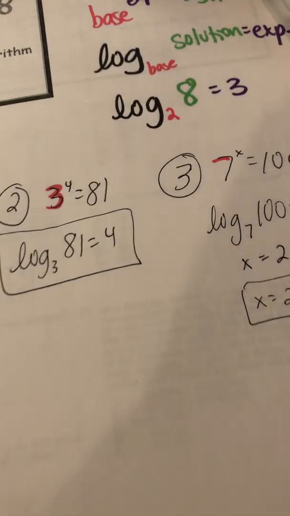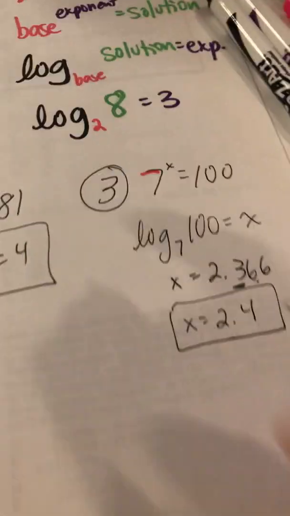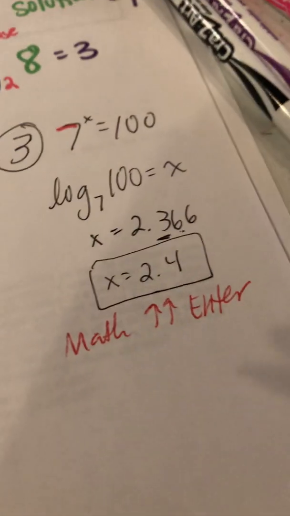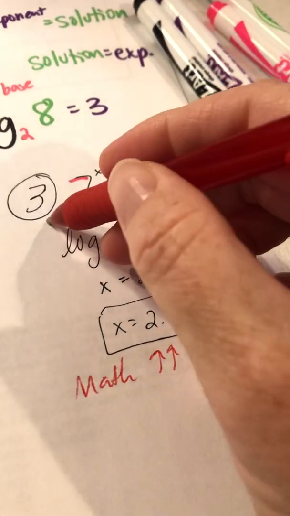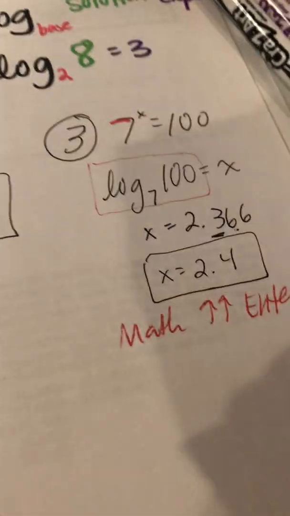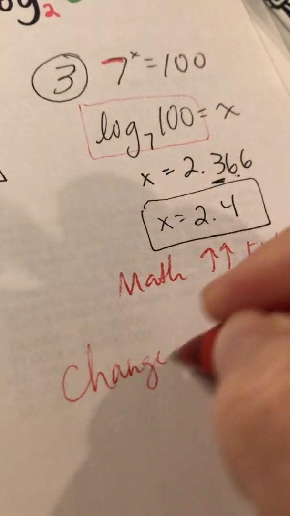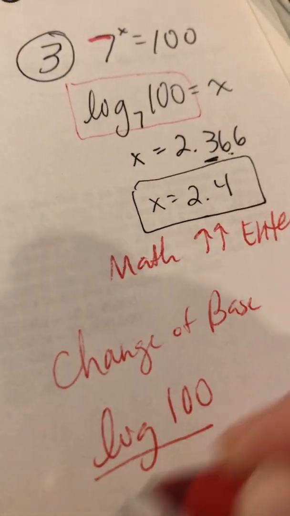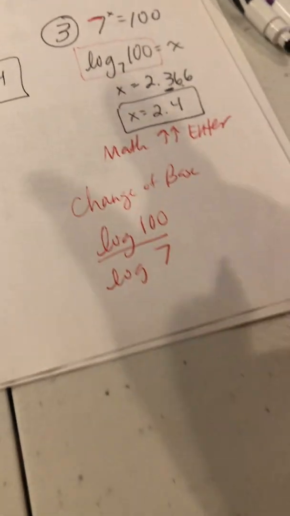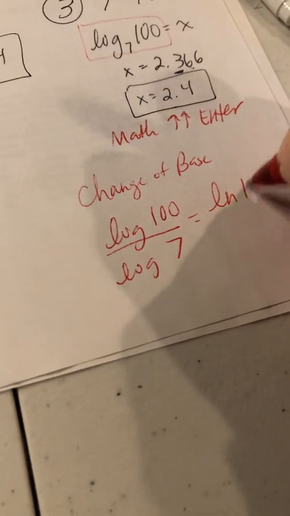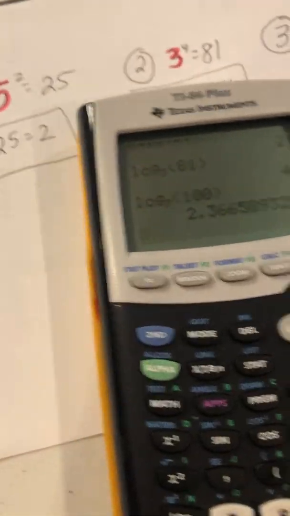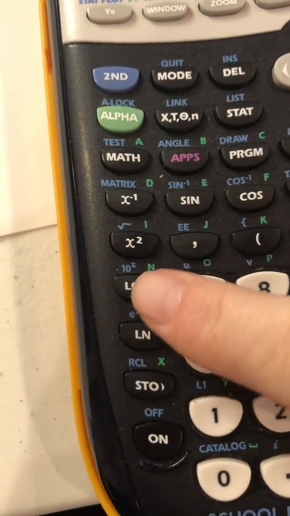Now, if you've been in honors, you already did logs, and your teacher didn't teach you math, up, up, enter, the shortcut. So I'm just going to remind them real quick what they learned. You learned that if it's like this, that you can do change of base. So we would do log 100 over log 7. And here's what's magical. You could have also done natural log of 100 over natural log of 7, if you remember that. So over here is your log and natural log, in case you've forgotten.